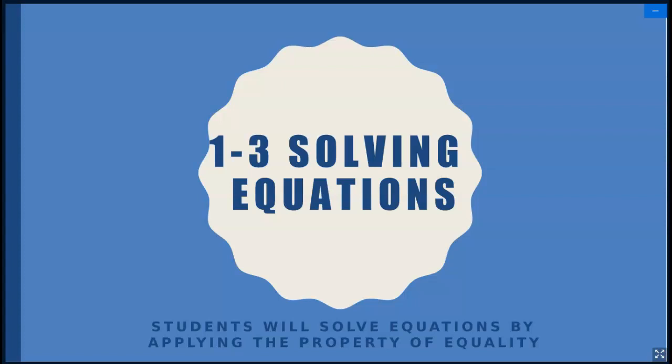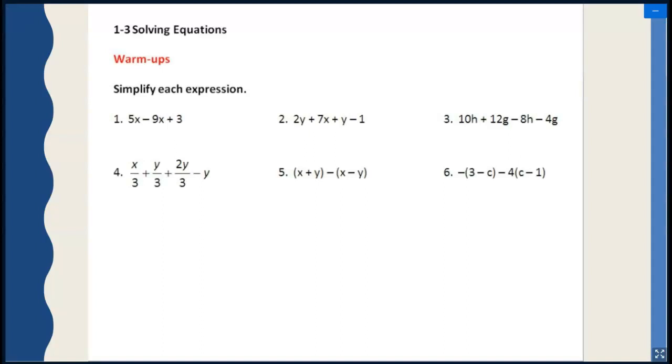All right, so today we are looking at solving equations. We are going to look at solving multi-step equations. We're going to look at literal equations. And eventually we're going to change to absolute values and inequalities in 1, 4, 5, and 6. So as part of the warm-up, let's simplify each of the following expressions.